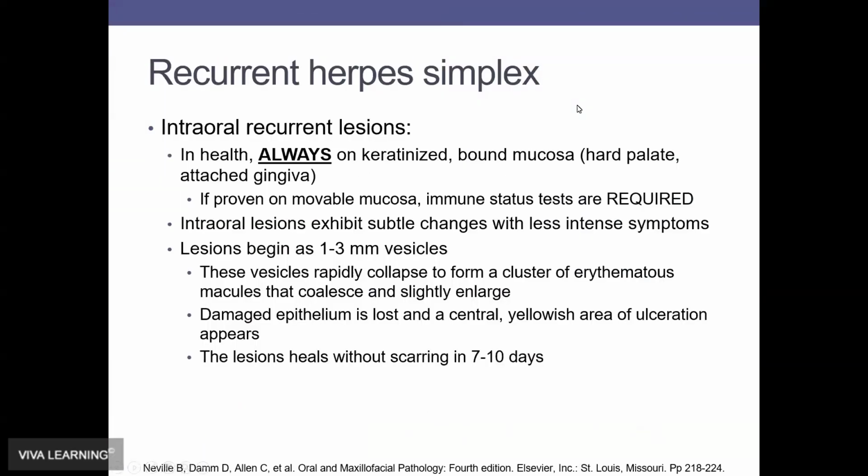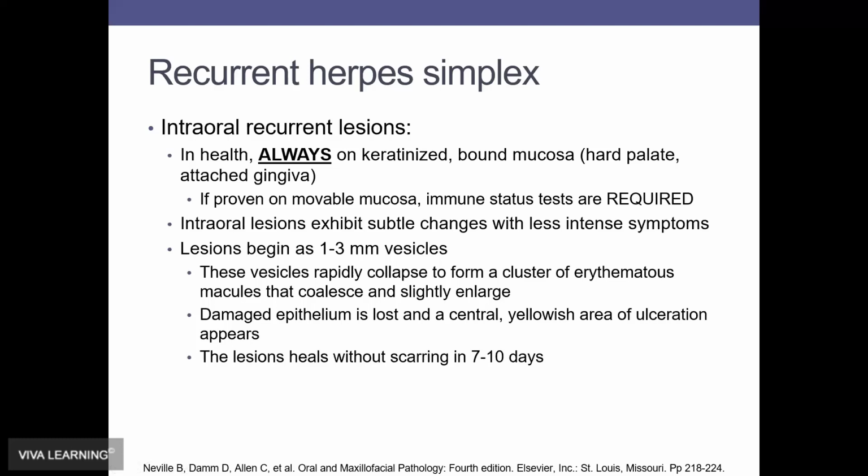So intraoral lesions. Let's talk about ulcers on the inside of the oral cavity. In health, they are always on keratinized bound mucosa, so hard palate, attached gingiva. If proven on movable mucosa, you have to get immune status tests, meaning if a patient has a recurrent cold sore or recurrent herpes on the buccal mucosa, that patient usually either has AIDS or cancer. So healthy patients just don't get herpes on movable mucosa. Hard palate, attached gingiva, that's okay.